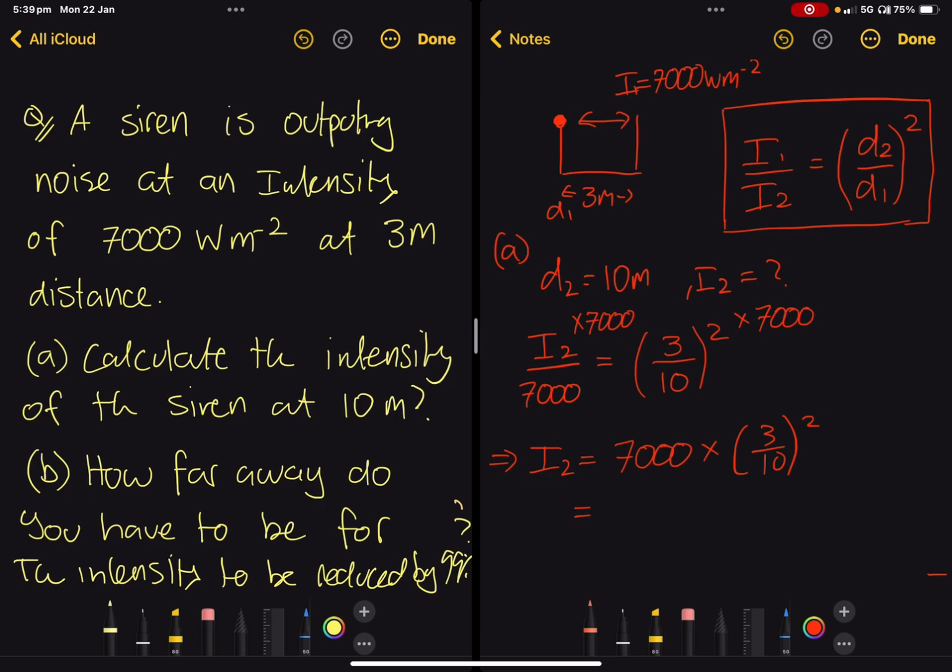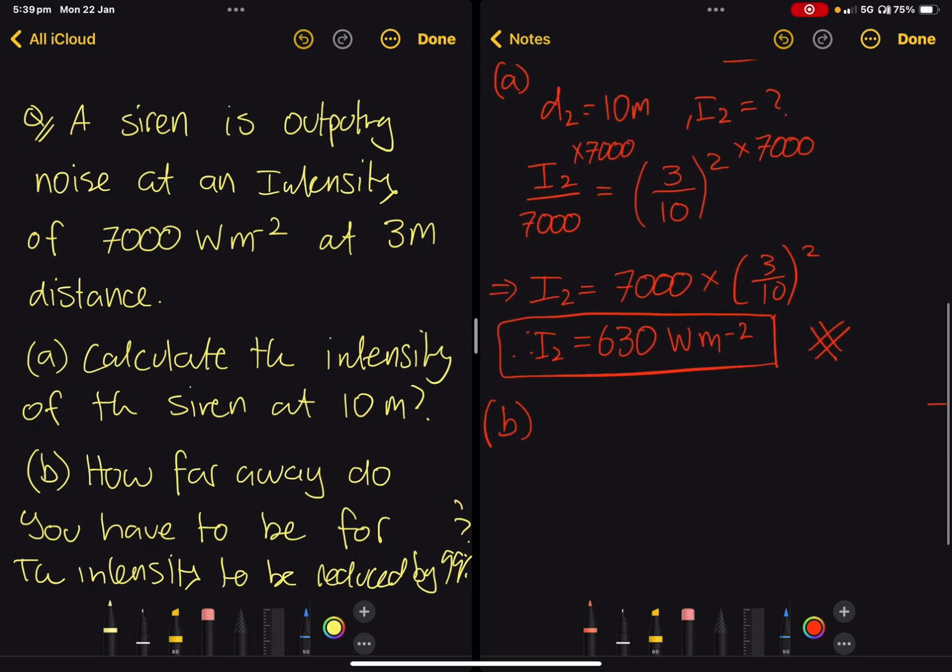So 7,000 times 3 on 10 all squared gives me 630. So therefore intensity 2 is 630 watts per meter squared. So this is the answer to part A.